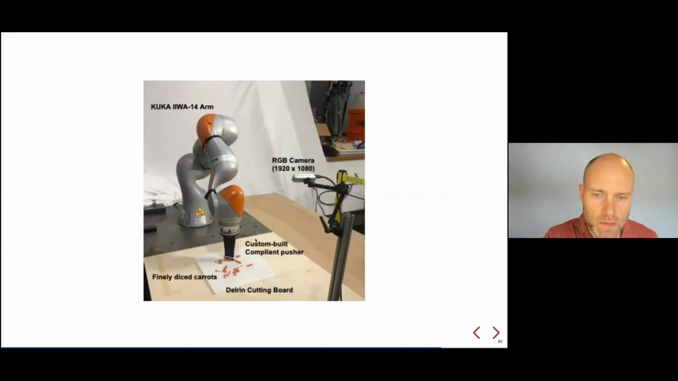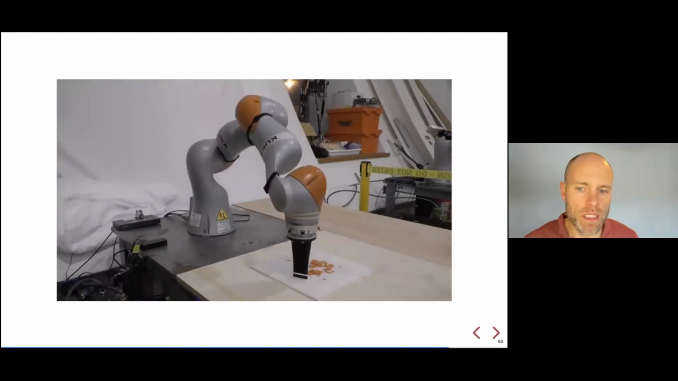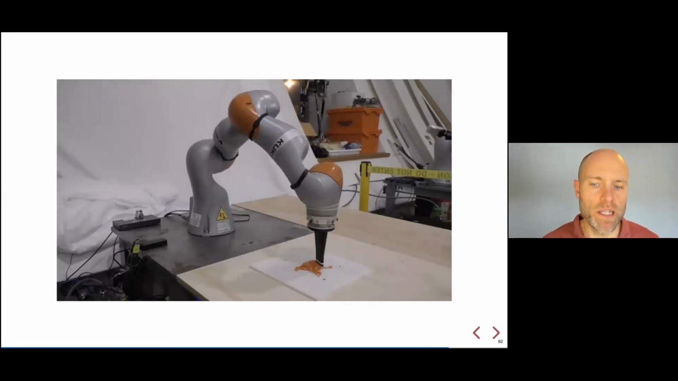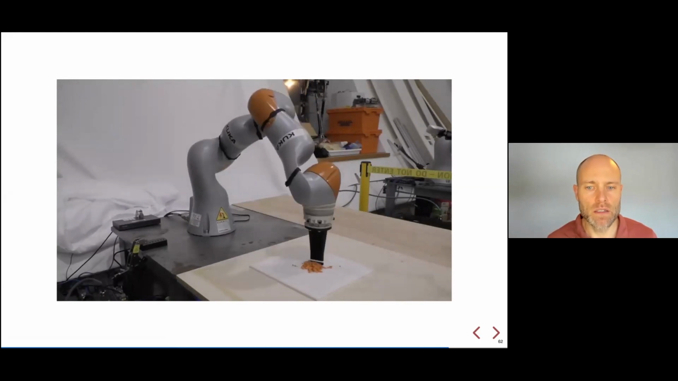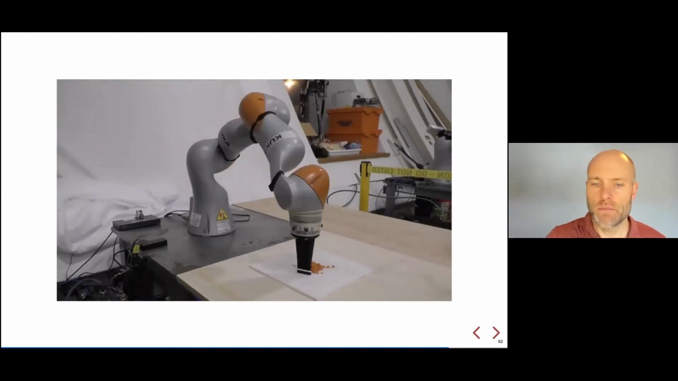Okay, so here's the experiment. I showed it a little bit already, but we've got an RGB camera, a RealSense, and we've got our pusher here, white cutting board, bright orange carrots, and off it goes. So this turned out to be quite a robust policy. It didn't have the problem of hallucinating or evaporating carrots. It was trained with actually less data and got a better fit.